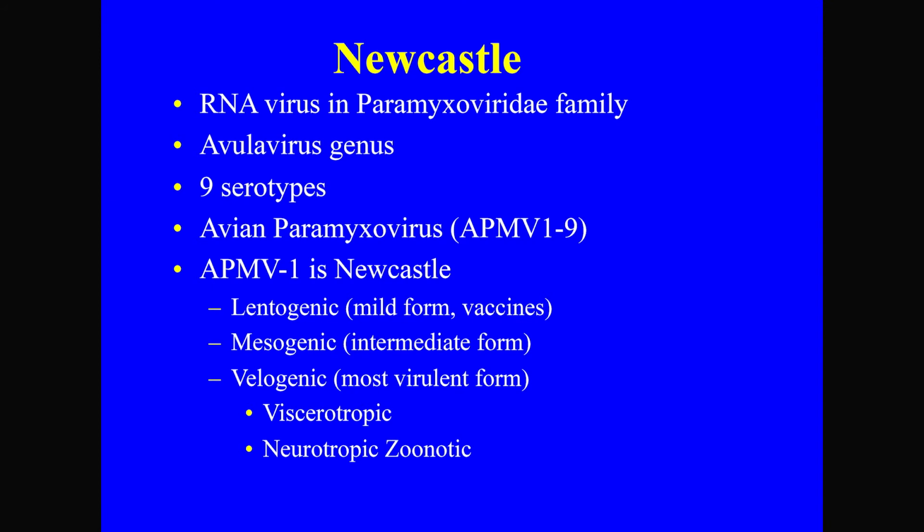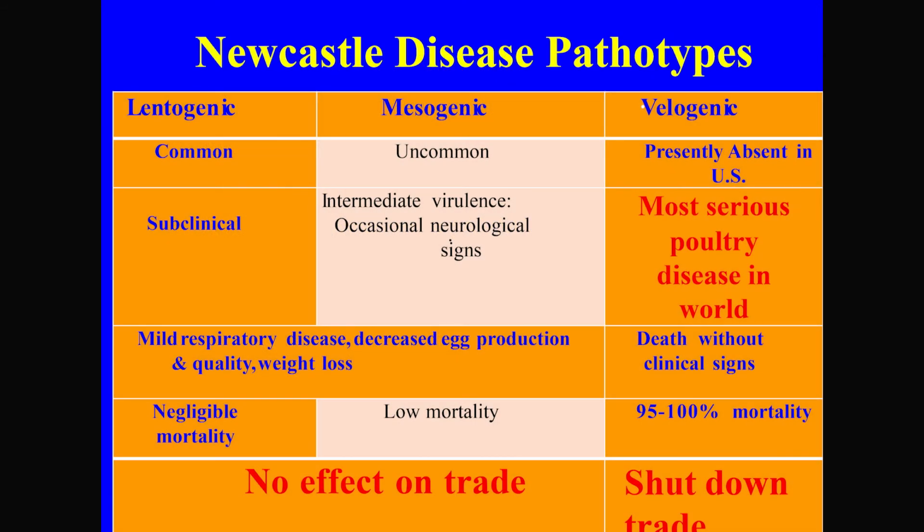Now, we do see different types with this. We refer to these as lentogenic, which is a mild form. These viruses that are lentogenic, commonly used for vaccines, to vaccinate for what we refer to as endemic Newcastle, the milder form of Newcastle, not the exotic Newcastle per se. There are mesogenic forms, which is kind of in the middle, intermediate form, and then we have velogenic. The velogenic are by far the most virulent forms of this viral disease. We have viscerotropic and neurotropic velogenic. Now here we have a chart breaking these down. As you can see with the lentogenic viruses, these are very common.